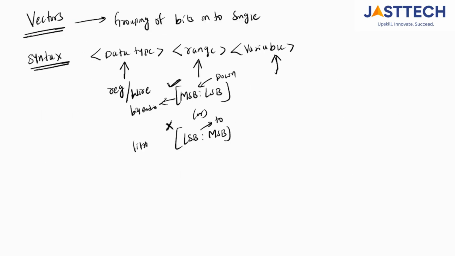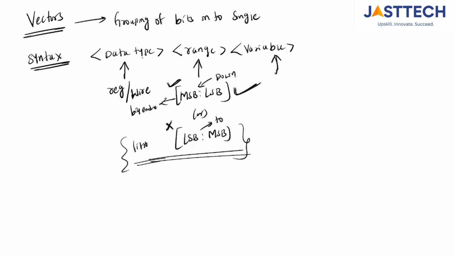Little endian means LSB to MSB: first the LSB will come, after that the MSB will come. Mostly we are not using this in vectors. We will only use MSB down to 0, MSB down to LSB only.